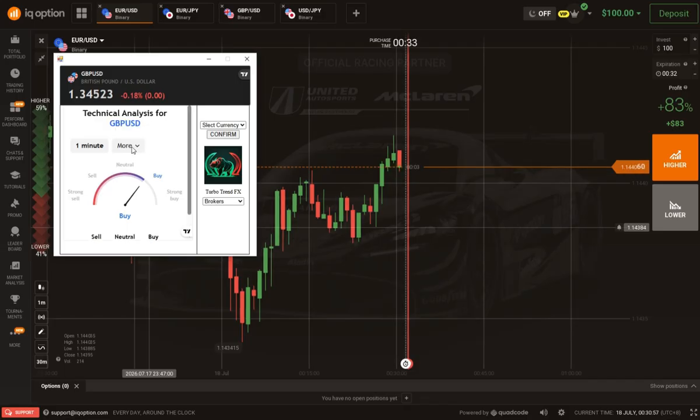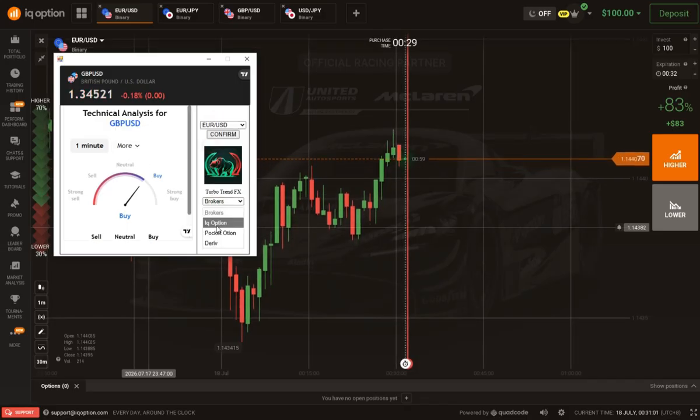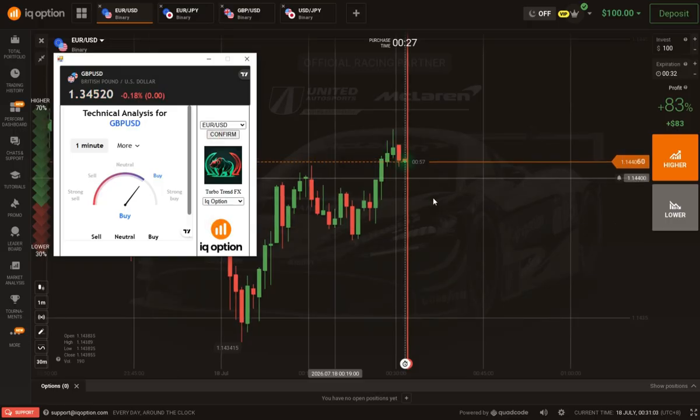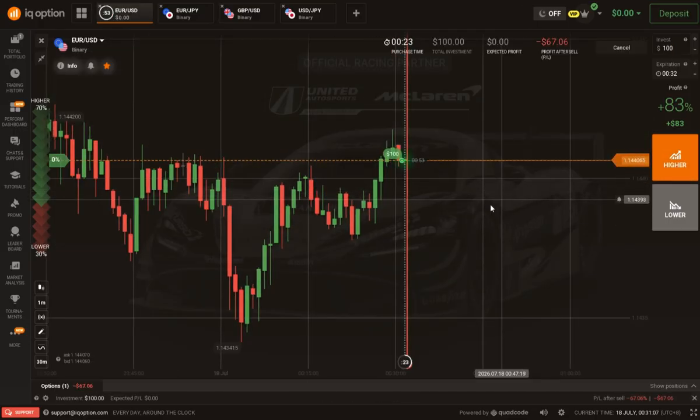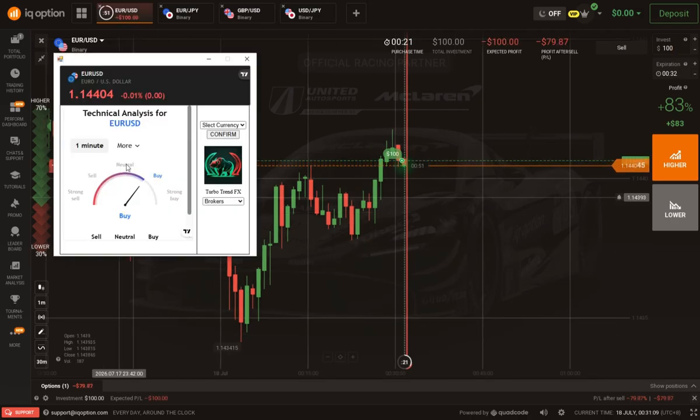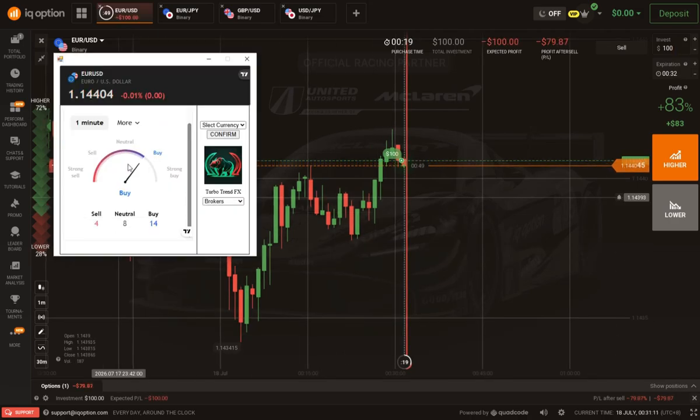The first thing I need to do is choose the market I want to analyze. Now I'll connect the trading bot directly to IQ Option Broker. Perfect. The analysis is complete, and the bot has just generated our first trading signal. Let's see how this one plays out.